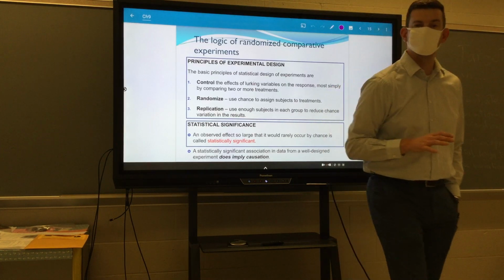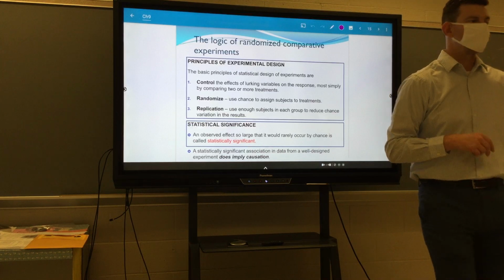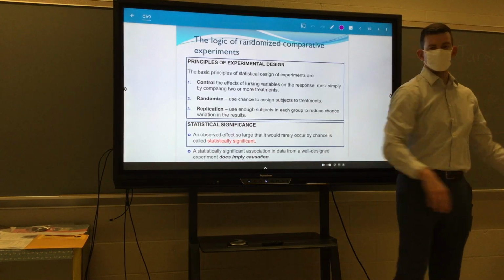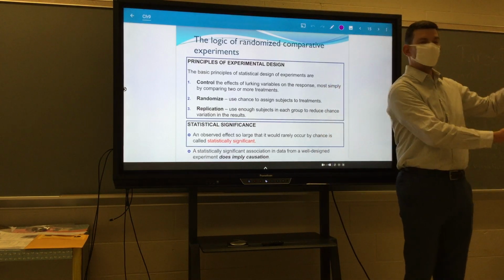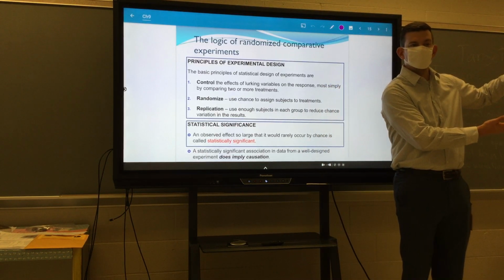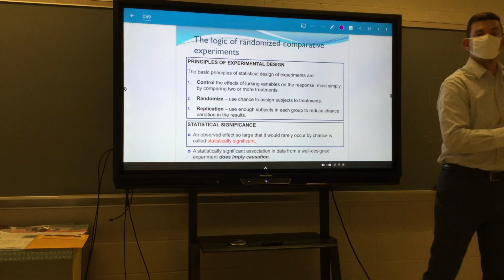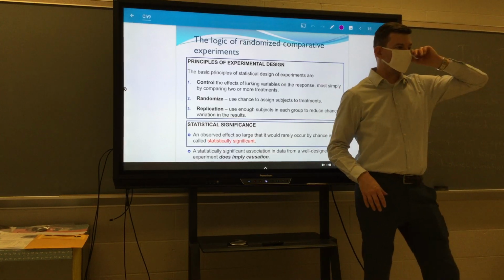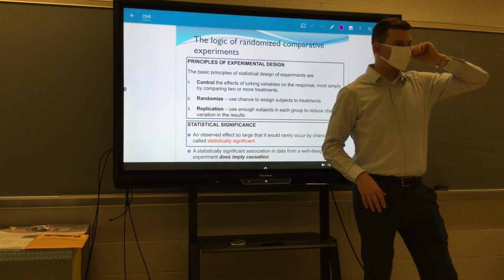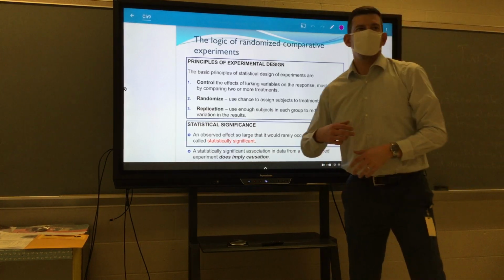If it's a small sample, if I just have 2 people in this group and 2 people in this group, who knows what's going to happen across those groups of 2 people? As opposed to if I have 200 in each group, I might get a bizarre off-the-wall result, or I might get somebody who's working out.